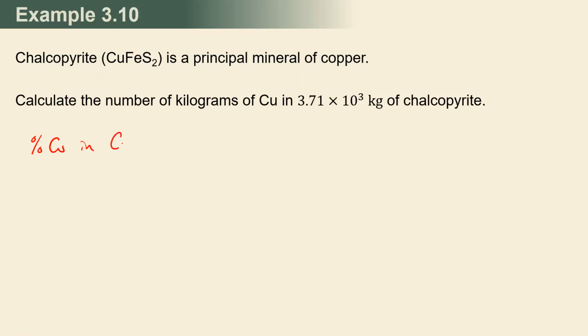in this chalcopyrite, copper iron sulfide, is equal to the mass of just the copper. If we check our periodic table, that's 63.55 grams. And the whole thing together, we need to add copper and iron and 2 sulfurs.